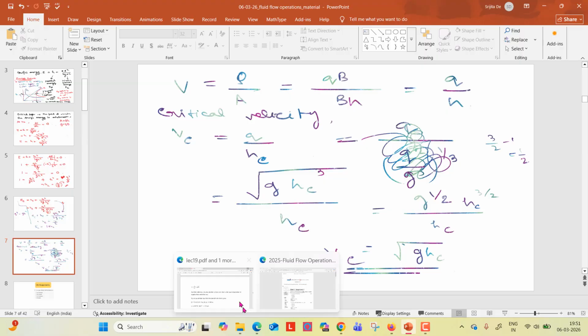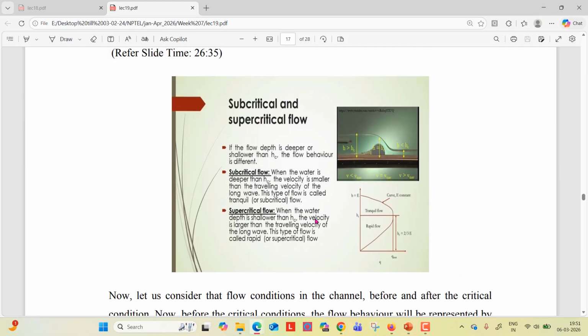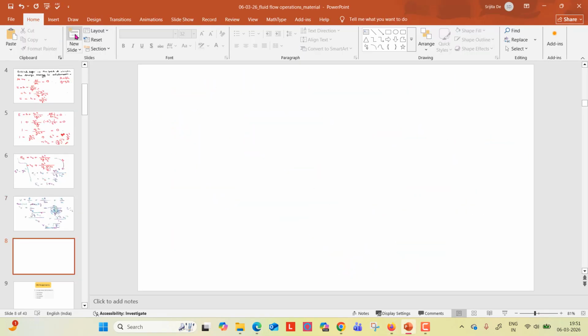I am doing this because you will need to solve the problems. So now comes the subcritical flow and supercritical flow. Okay, so in the curve we have seen, if you remember the curve, or let me draw it again. So in the curve, what was that? It is the H, pardon, my drawing is not good. It has to be very straight.